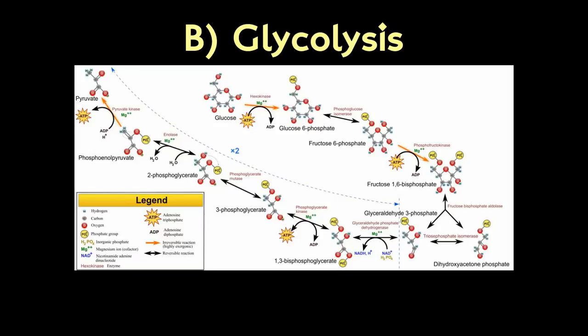So just to kind of illustrate how that goes here, we have glucose here. We are going to run it through several intermediates, which I'll talk more about later. At this point right here, where we have fructose bisphosphate aldolase, this breaks fructose 1,6-bisphosphate into 1 glyceraldehyde 3-phosphate and 1 dihydroxyacetone phosphate.